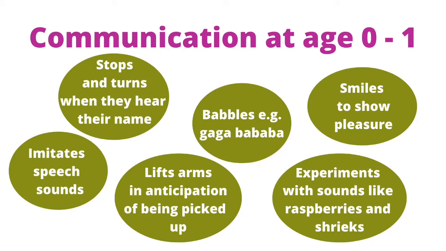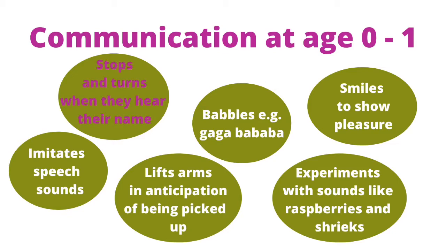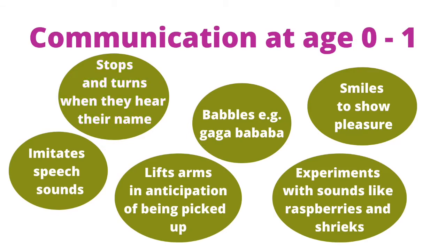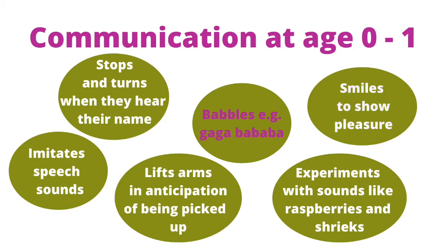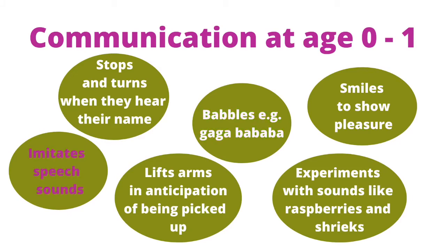So let's look in detail at what happens to a child's communication between the ages of 0 and up to 1. A child stops and turns when they hear their name. So they may start doing that when they're 0 or when they're 1. They may start smiling to show pleasure. They'll start babbling and saying gaga baba. They will imitate speech sounds. They'll start copying what we're saying.